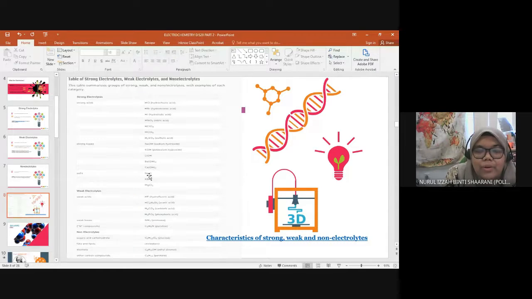Compared to the previous experiment when you did not add NaCl into the solution, into your electrolyte. So these are the tables of strong electrolyte, weak electrolyte and also non-electrolyte. It summarizes the groups of strong, weak and non-electrolytes, with some examples. So that is for the strong, weak and non-electrolytes.